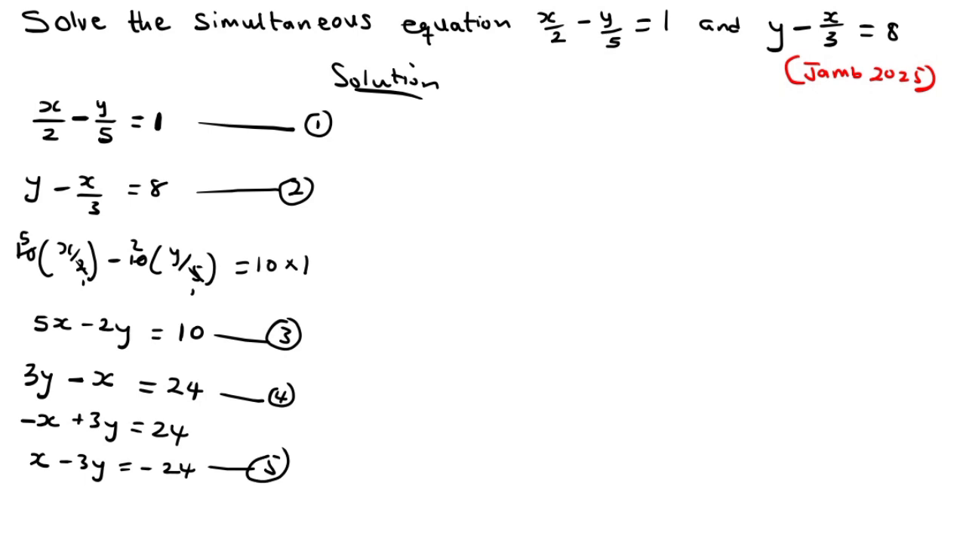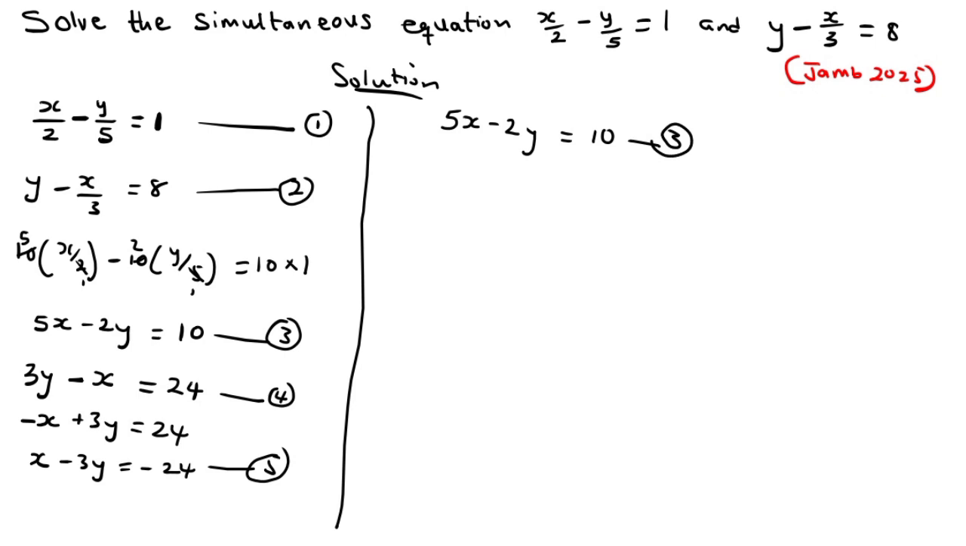So I'm going to bring them outside here. So I have 5x minus 2y equal to 10. Then that is our equation 3. Then equation 5 is x minus 3y equal to minus 24. That is equation 5. So from equation 5, I will make x the subject of formula. So it becomes x equal to 3y minus 24. So let's call this equation 6.